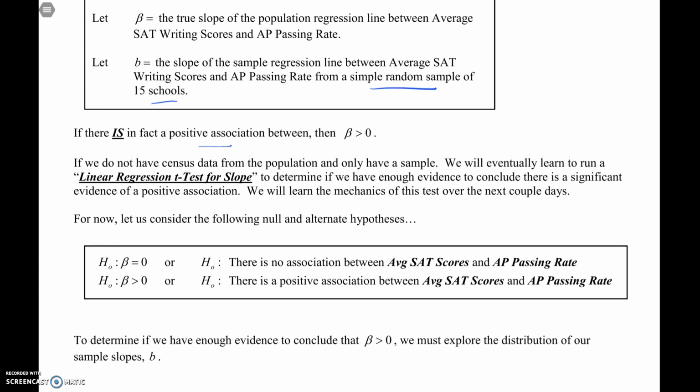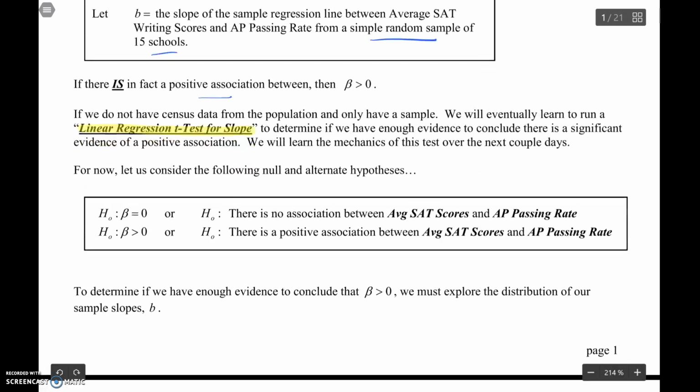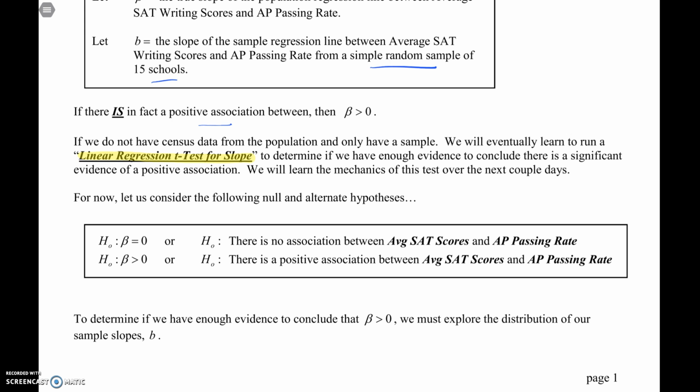If we don't have census data from the population, we only have a sample, we'll eventually learn how to run a linear regression t-test for slope. This is what we're going to do this chapter to determine if we have enough evidence. We will learn the mechanics of this later, but for right now, I'm sorry, the directions here don't make a whole lot of sense, but we're going to take a sample of high schools, and then we're going to calculate the sample slope. And then we're going to see, does this sample slope give us enough information to perhaps conclude that the population slope is maybe positive.